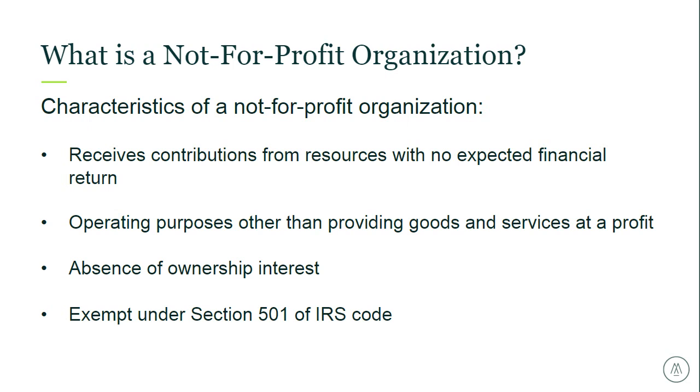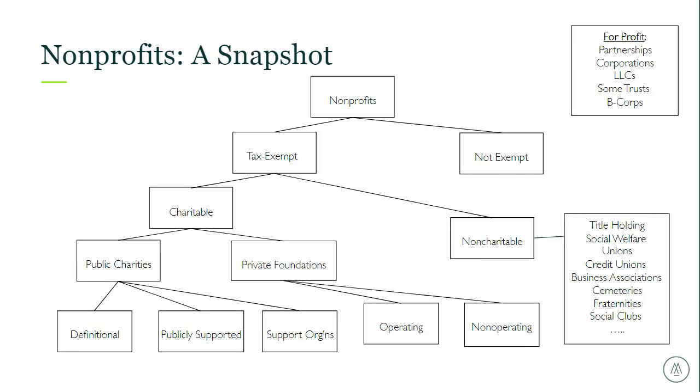All not-for-profits are exempt under the 501 section of the IRS code, and we'll talk a little bit more about what that means and give some perspective again on the different types. I really like this snapshot. It gives a really high overview of all the different entities within the space. So when we think about not-for-profits, they're different from for-profit partnerships, corporations, LLCs, and trusts.